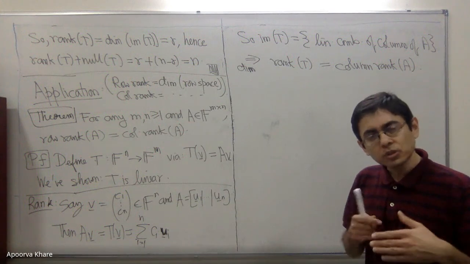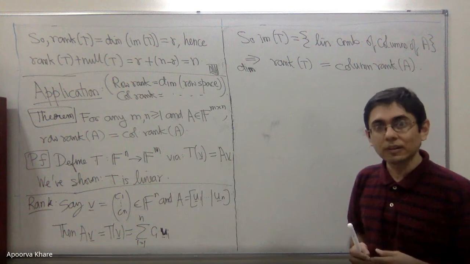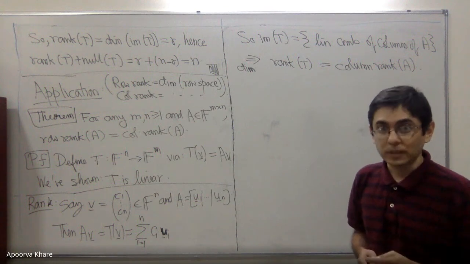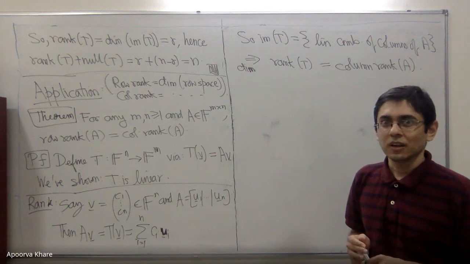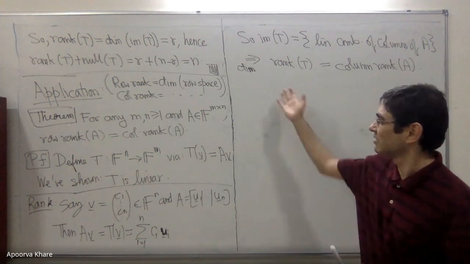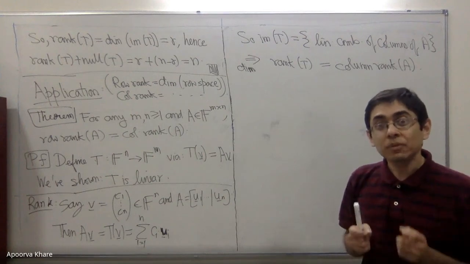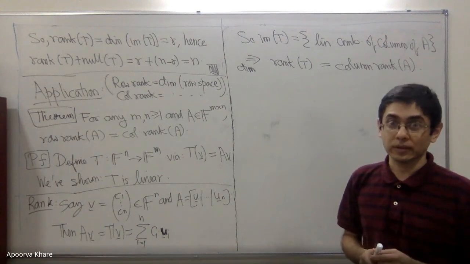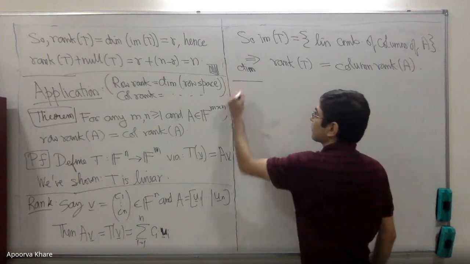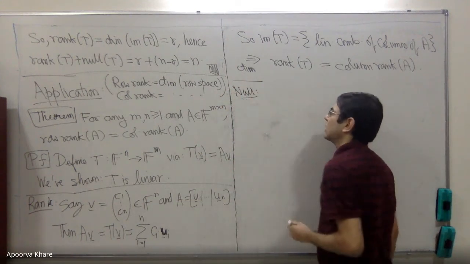The span of the rows doesn't change, and therefore if two matrices are row equivalent, they have the same row space. They have the same spans of the rows. In particular, the row reduced echelon form, and it shows up again to save the day here. The row reduced echelon form of a matrix has the same row space as the original matrix itself. This is the rank. But as far as the nullity part goes, we'll see this.